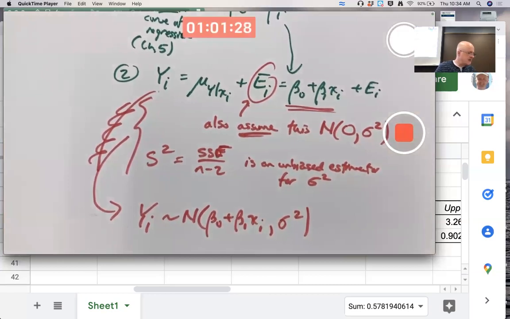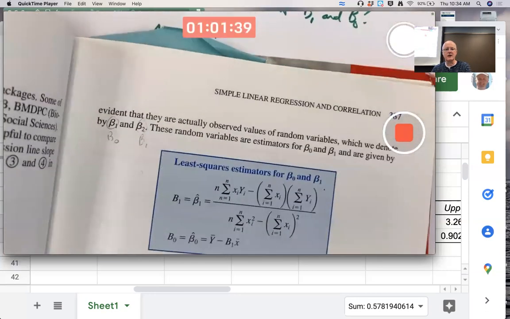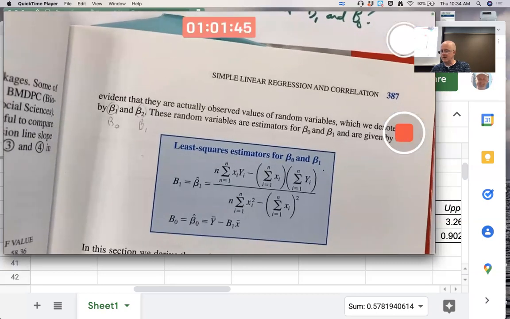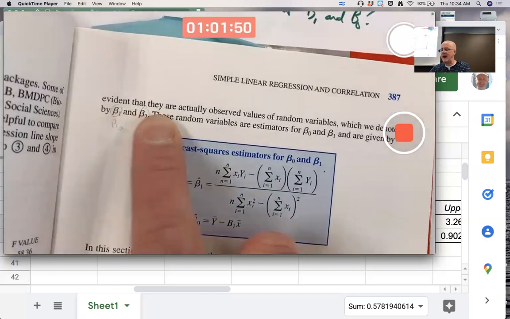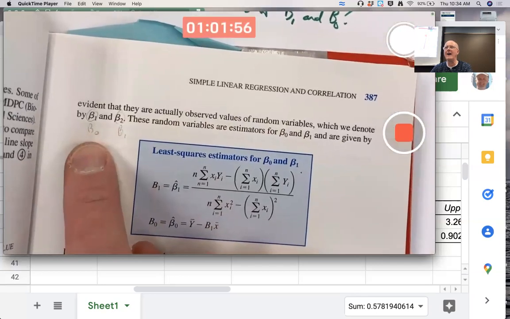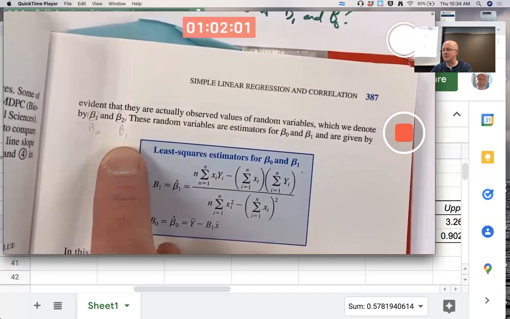There are some bad typos in your book. You might have been wondering about them if you did the reading on page 387. First of all, at the top of the page, they say little b0 and little b1 vary from data set to data set, and it is evident they are actually observed values of random variables, which we denote by what? Beta 1 and beta 2? No. Bad typo. This should be capital B0 and capital B1. Didn't even get the subscripts right. Page 387.